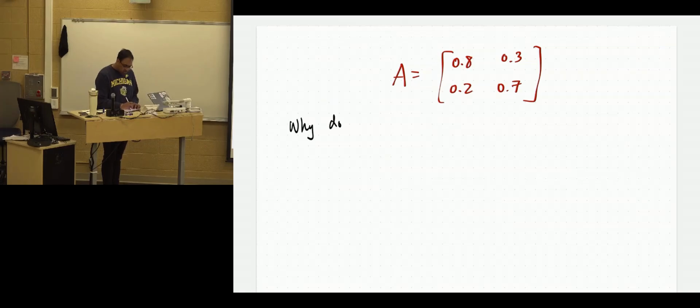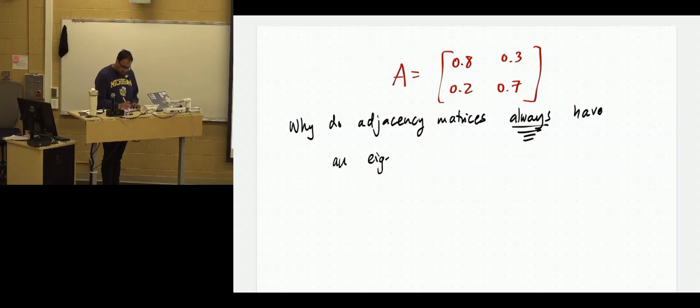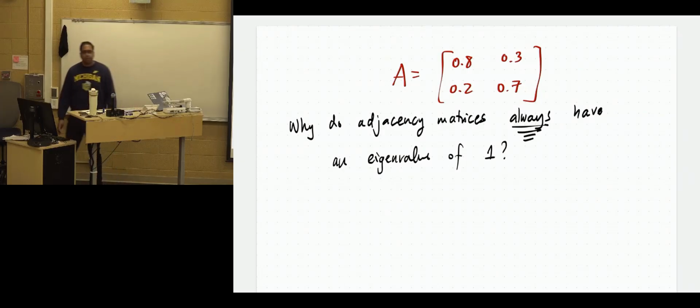Why do adjacency matrices always have an eigenvalue of 1? Why is that?